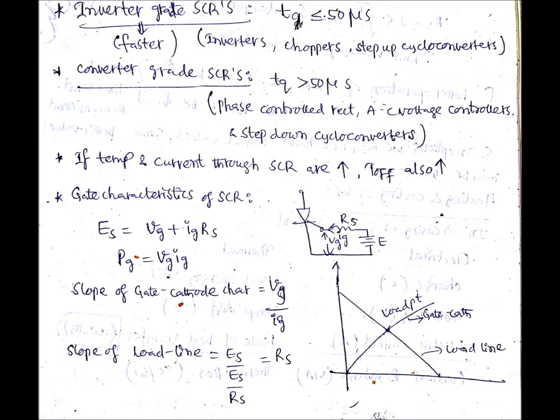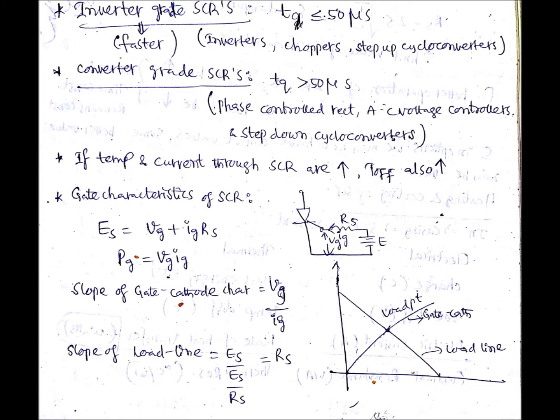In this case, phase control rectifiers, AC voltage controllers and step down cycloconverters will come, right? And if the temperature and current through the SCR increase, the turn off time is also going to increase, because turn off time is nothing but recovery time, right? Reverse recovery and gate recovery. These will be more if the temperature and current are more, because it will take much more time to recover. That is the reason.